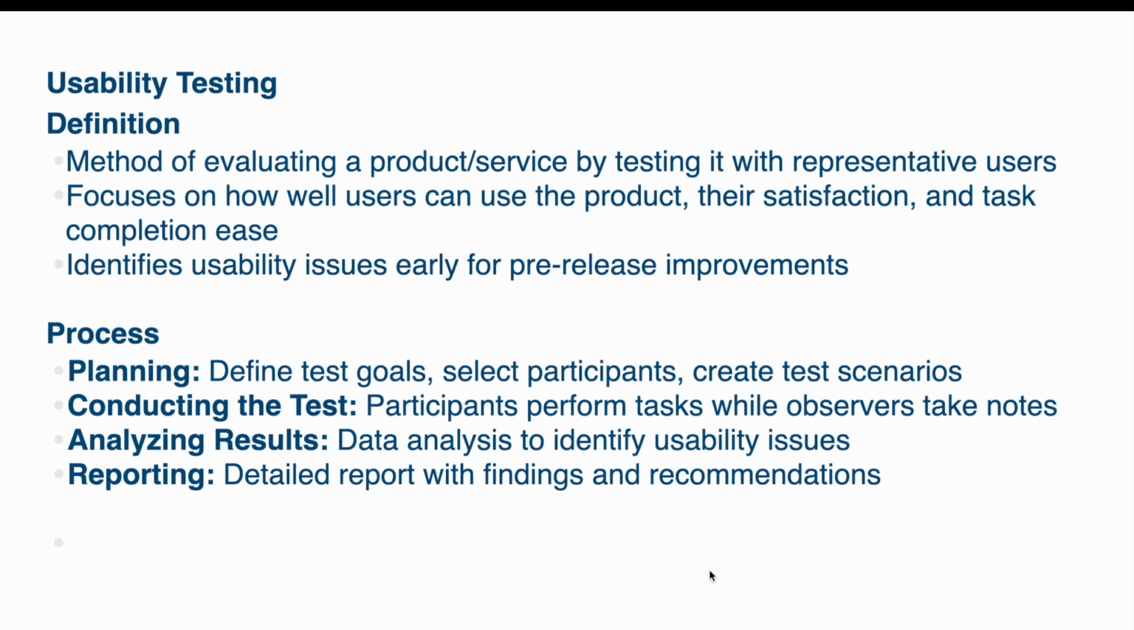First is planning. Define the goal of the usability test, select the participants, and create test scenarios. Conducting the test: participants are asked to perform tasks while observers watch and take notes. Analyzing results: observers analyze the data collected during the test to identify usability issues. Reporting: a report is created detailing the findings and recommendations for improving the product.